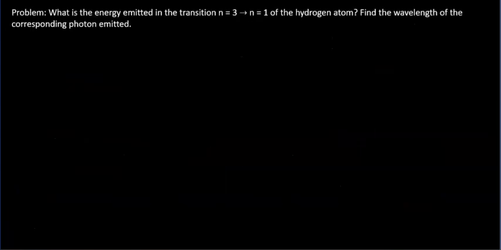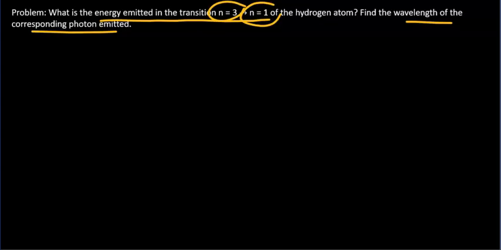Let's do the following problem. What is the energy emitted in the transition n equals 3 to n equals 1 of the hydrogen atom? Namely, when the electron makes the transition from that orbit to that orbit, what is the energy emitted? Find also the wavelength of the corresponding photon emitted, or quite simply the wavelength of the radiation.